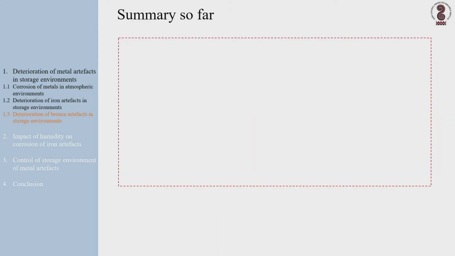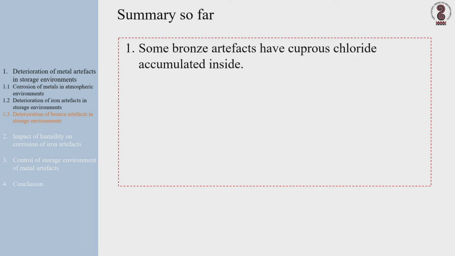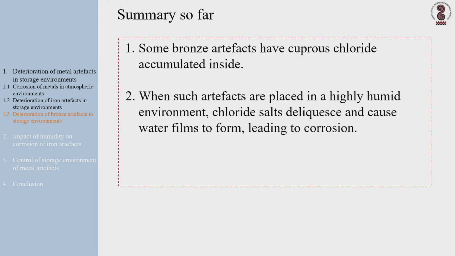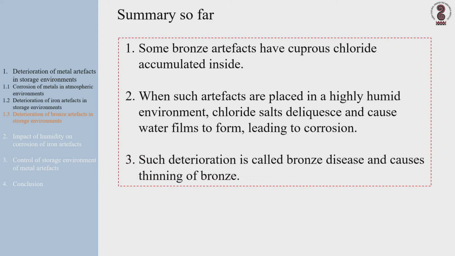Let us summarize the deterioration of bronze artifacts during storage. 1. There are some bronze artifacts in which chloride salts have accumulated inside. 2. When such artifacts are placed in a highly humid environment, deliquescence of chloride salts causes corrosion. 3. Such deterioration is called bronze disease and causes the thinning of bronze.